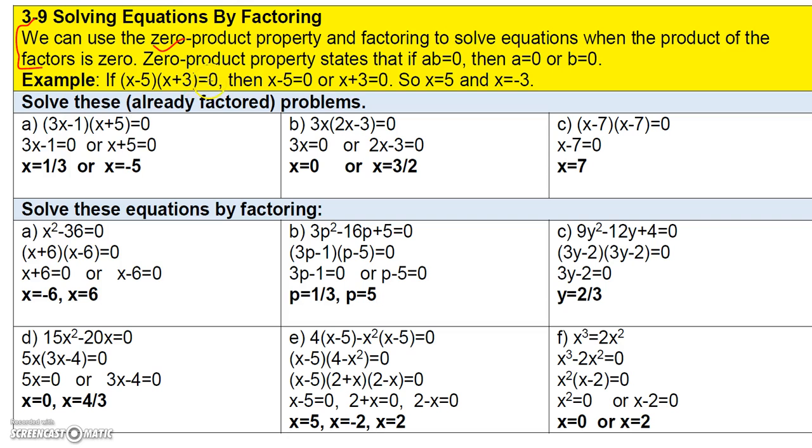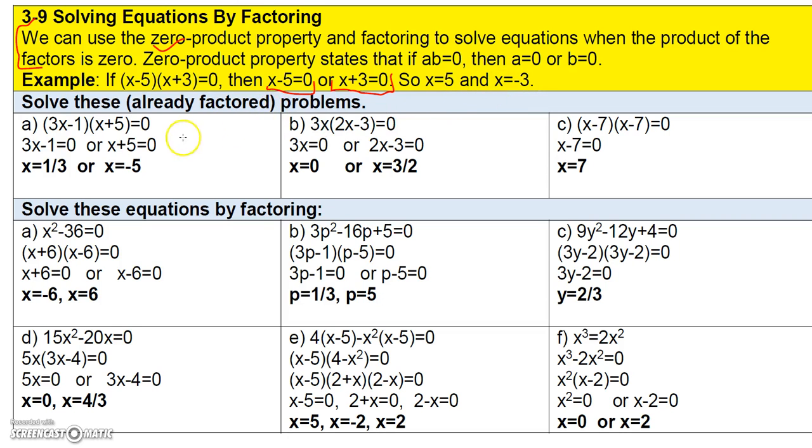And so to solve this equation, what you would do is you would set each factor equal to 0, and then you would solve that equation. So here I would set x minus 5 equal to 0, I would set x plus 3 equal to 0, and I would solve each equation. So if I solved x minus 5, I would get x equal 5. If I solved x plus 3 equals 0, I'd get x equal negative 3.